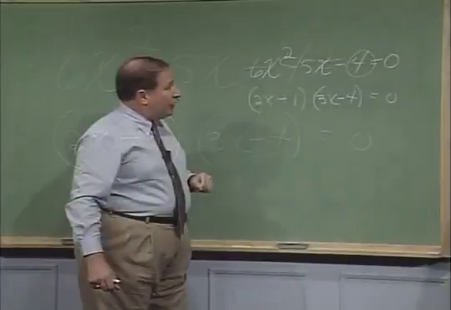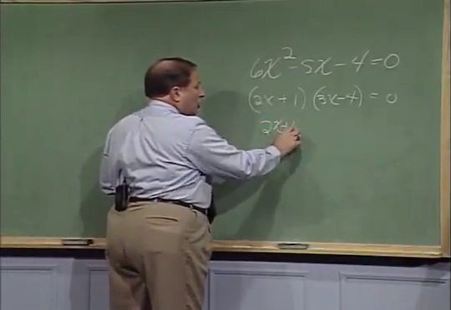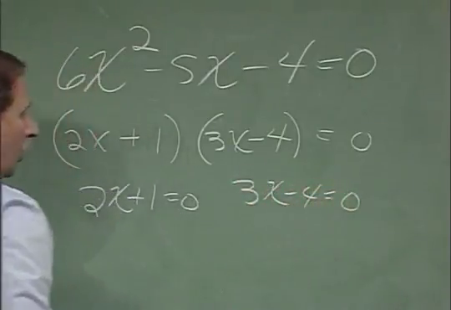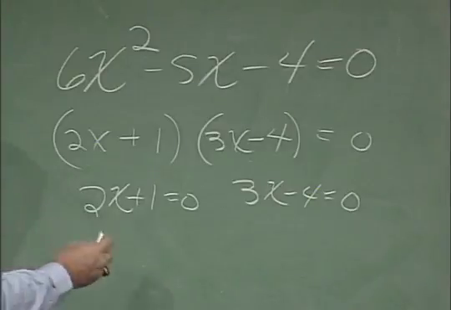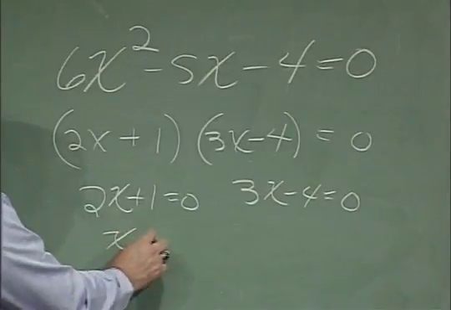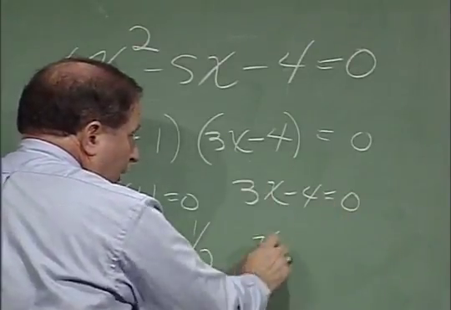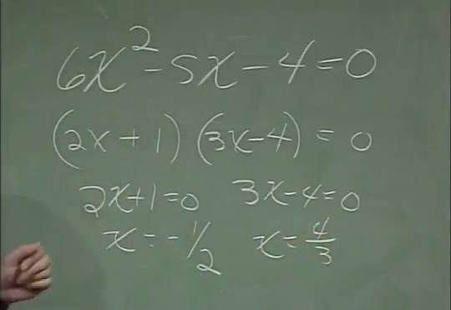Now, once we've got it in this form, we set each factor equal to 0. 2x plus 1 equals 0, and 3x minus 4 equals 0. As we'll see, the answers this time will not be as clean or as simple as the ones for the previous problem. We subtract 1 from both sides and divide by 2, and we get x equals negative a half. The other solution, we add 4 to both sides and divide by 3, and we get x equals 4/3. Once again, we have two answers, and those two answers are both fractions.